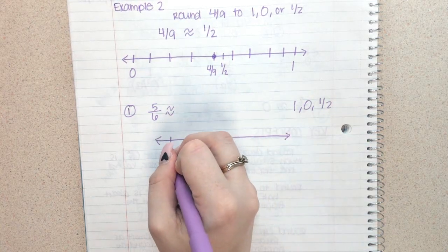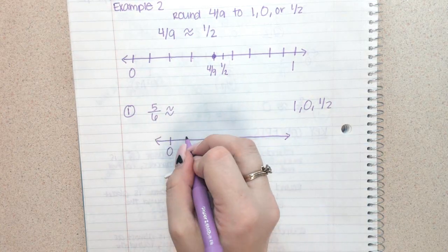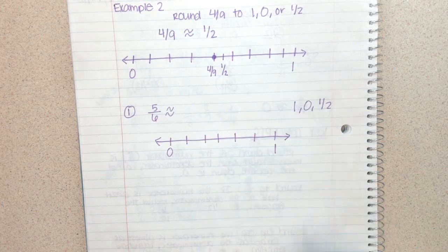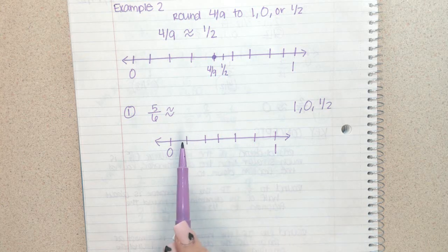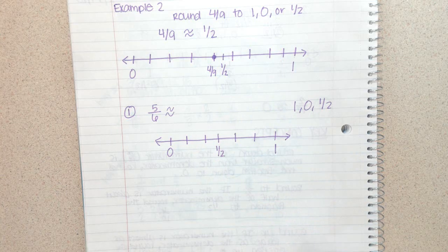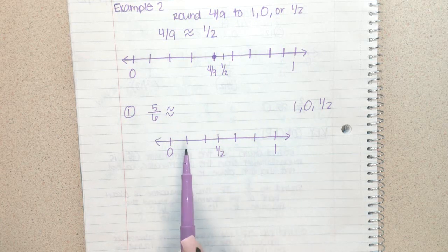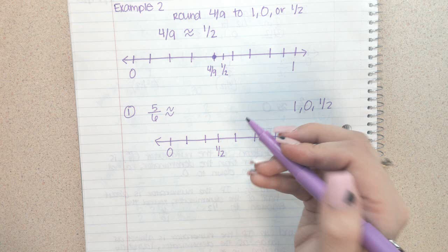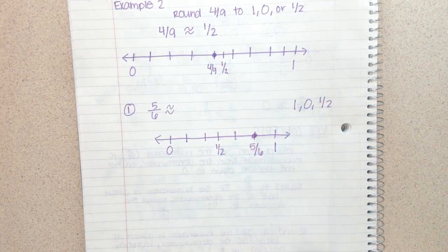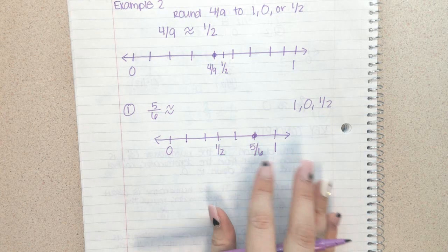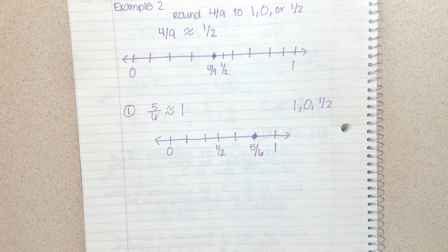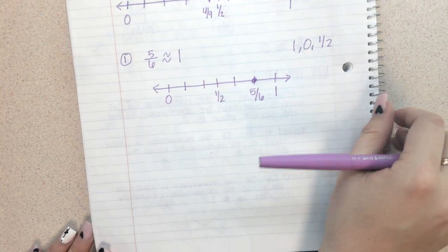Again, always start with 0, and then I'm going to do my 6 lines. 1, 2, 3, 4, 5, 6. This is my 1 at the end. Half of 6 is 3, so 1, 2, 3. Now I'm going to go ahead and do 5/6. 1, 2, 3, 4, 5. Based off of that, I hope that you see that it is closest to that 1. Perfect, easy peasy. Let's do one more together, and then I'm going to have you do a couple on your own.